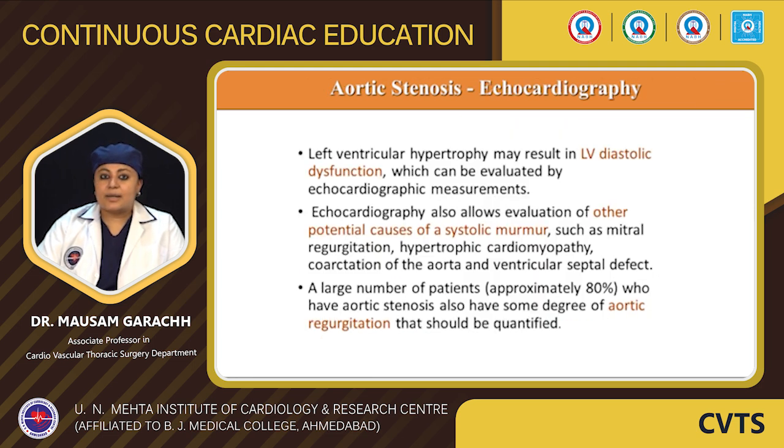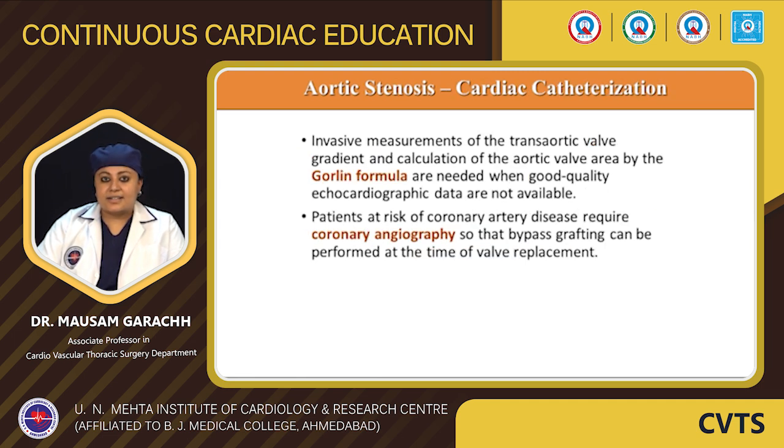Now, left ventricular hypertrophy may result in LV diastolic dysfunction, which can be evaluated by echocardiographic measurements. Echocardiography also allows evaluation of other potential causes of systolic murmur, such as mitral regurgitation, hypertrophic cardiomyopathy, coarctation of aorta, and ventricular septal defect. A large number of patients, approximately 80%, who have aortic stenosis also have some degree of aortic regurgitation that should be quantified.